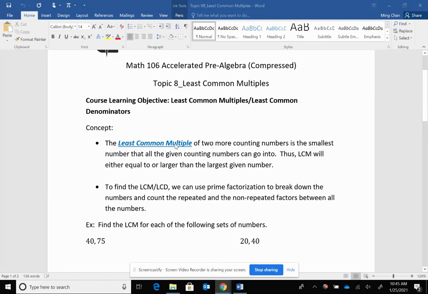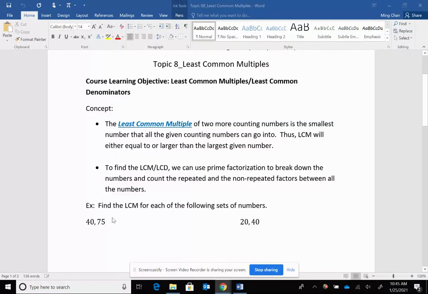The least common multiple of two or more counting numbers is the smallest number that all the given counting numbers can go into. So what that means is, for example, here I got 40 and 75. My answer, the least common multiple, is going to be the smallest number that 40 and 75 can go into. Okay, so 40 and 75 together can go into a lot of different numbers, but my answer will be the smallest one out of all of them that 40 and 75 can go into.